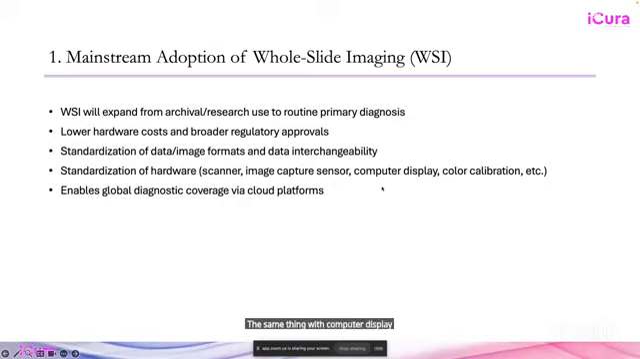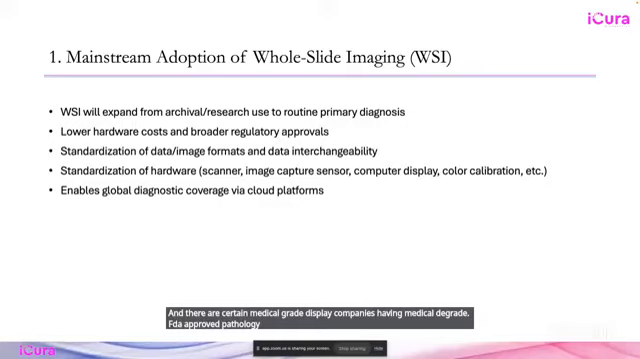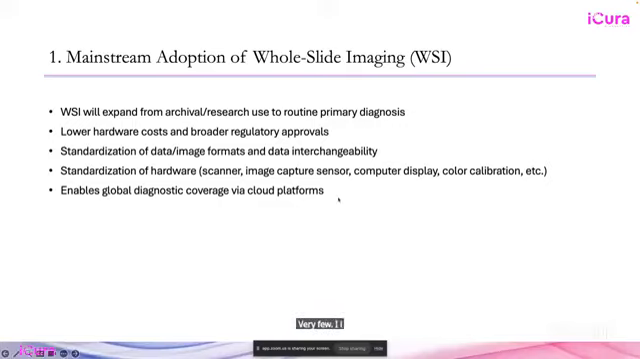Are you going to use an LG, or a Dell or HP 27-inch 4K, or just a 22 or 24-inch 1080p? They all make a difference in the final image showing up on your screen, and whether those differences have a significant impact on your judgment has to be validated. We don't know. There are certain medical grade display companies with FDA approved pathology displays. Very few. I only know one, right?